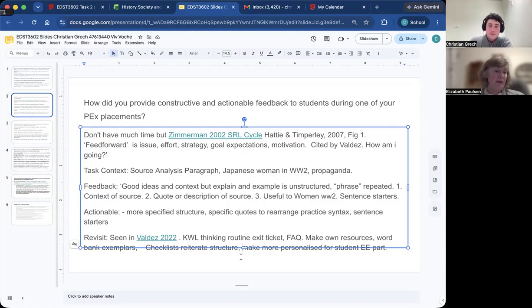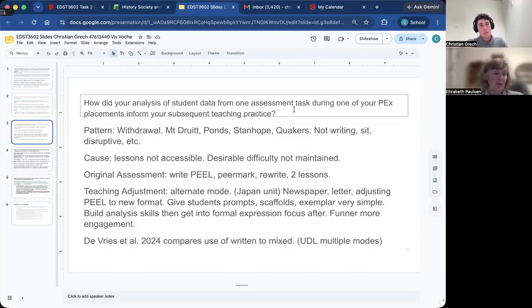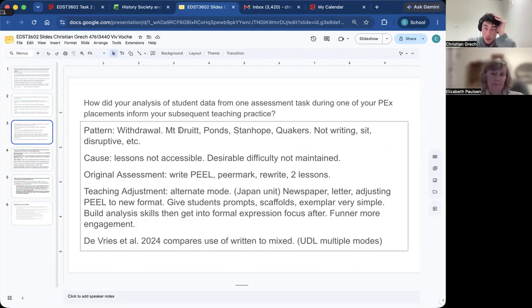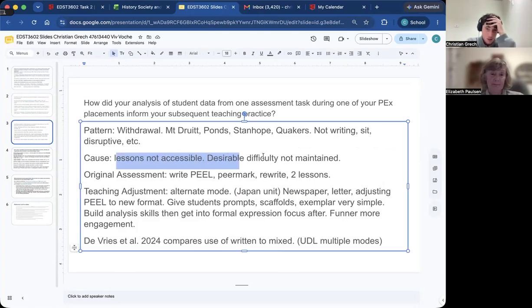Okay. Well, let's move on then to: how did your analysis of student data from one assessment task during one of your placements inform your subsequent teaching practice? Okay, so I'm going to go through Stanhope because that's the only placement that I really did. I'm going to ignore the other ones, though I would like to talk a little bit about Mount Druitt as well. But for the most part, it's the same sort of issue: lessons weren't accessible or desirable.